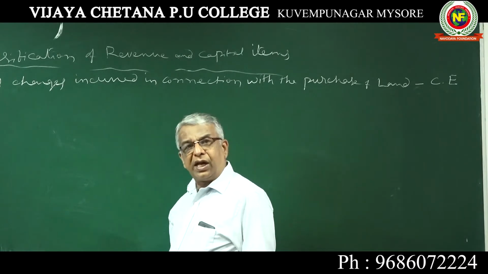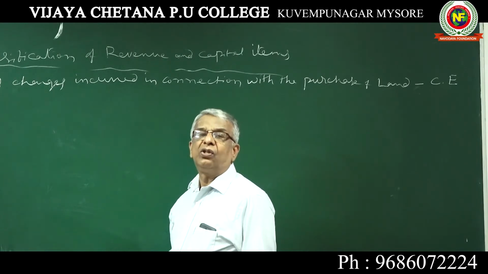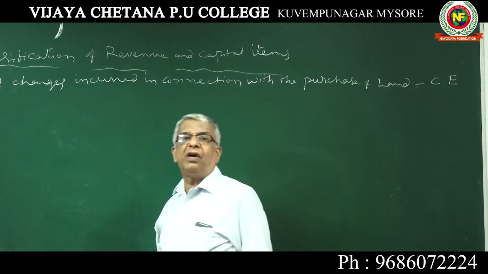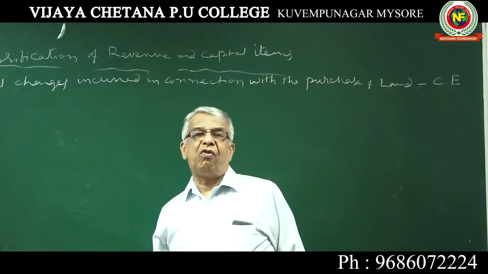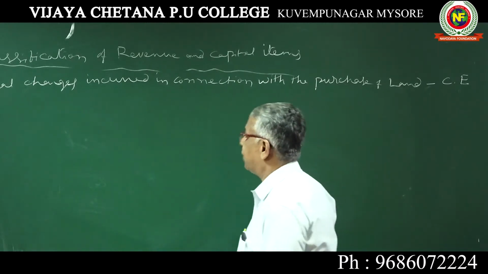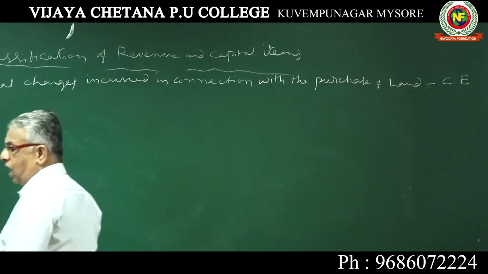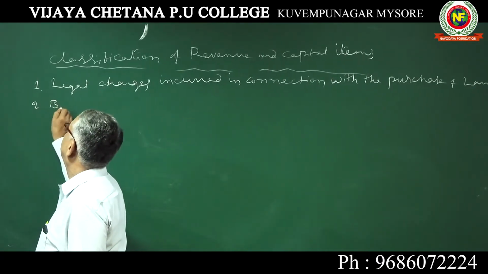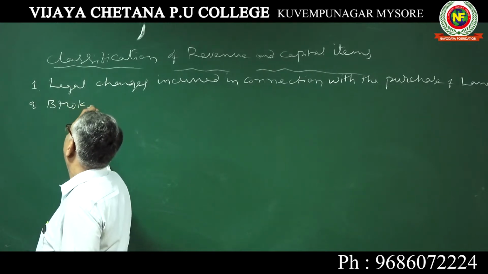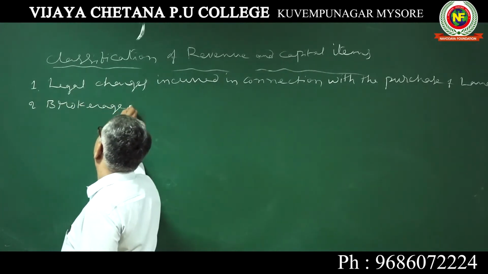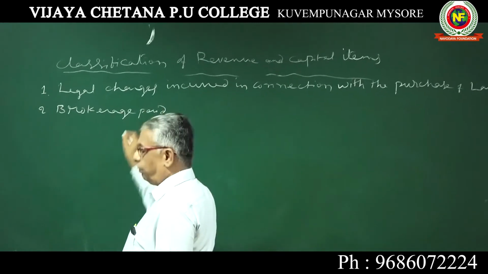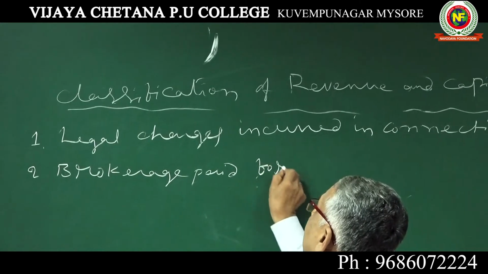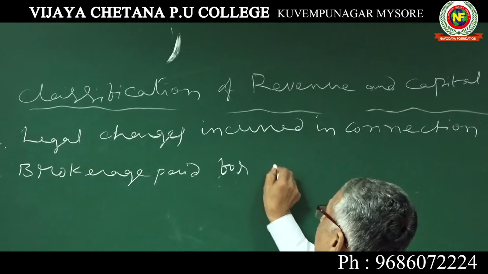I hope that you have followed how we have to classify this, because the legal charges, what we have spent, is in connection with the purchase of land. So here legal charges is a part and parcel of the cost of the land. So therefore it is a capital expenditure. And the second one is brokerage paid. Brokerage paid for raising a loan.